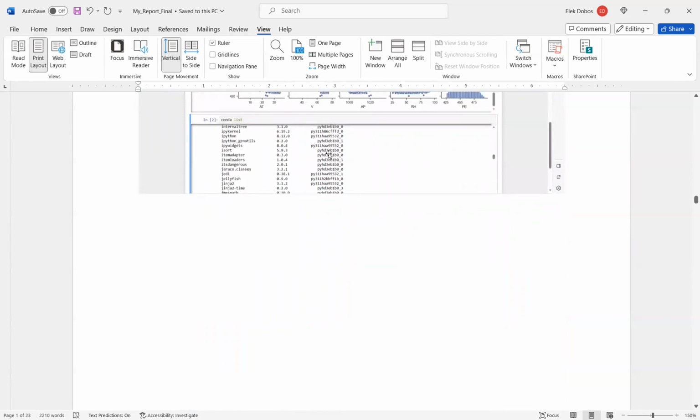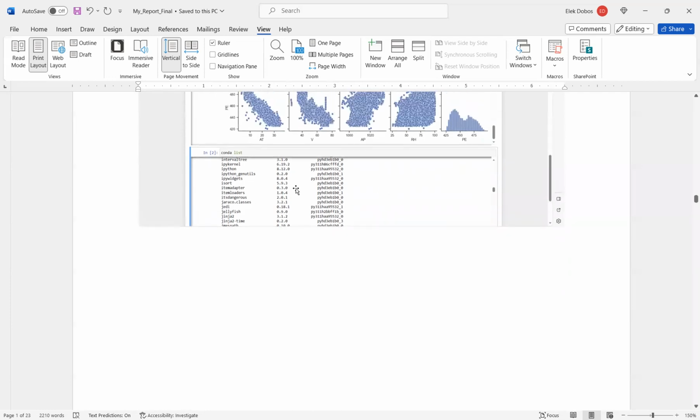And this, oh, I'm sorry, I left my libraries in here. I was taking a look at what libraries I had loaded in Anaconda. So please ignore this here.